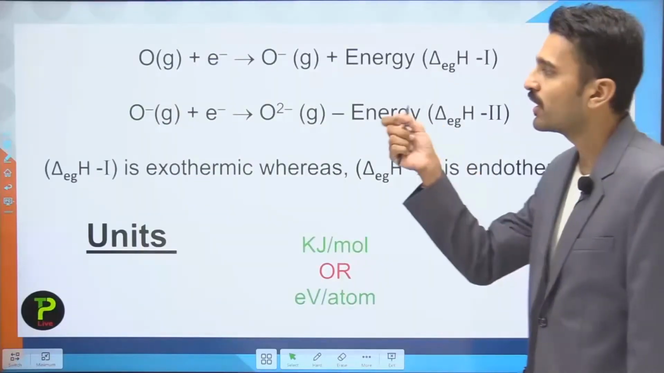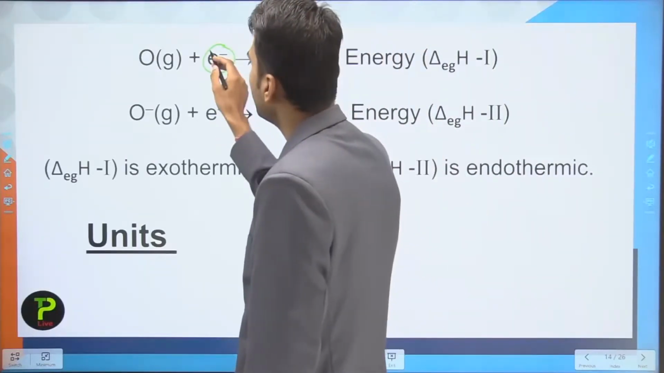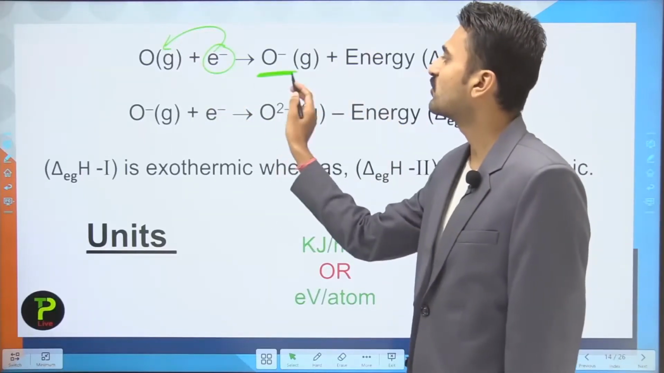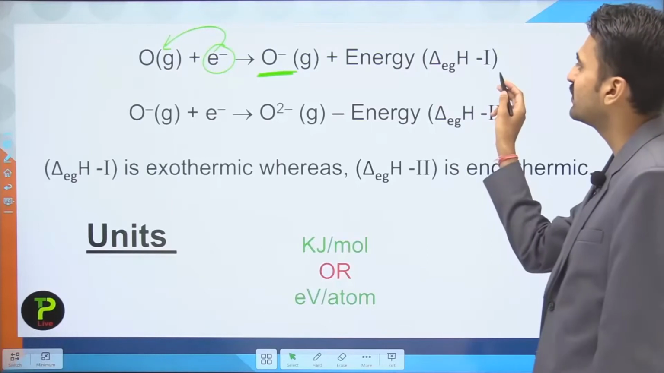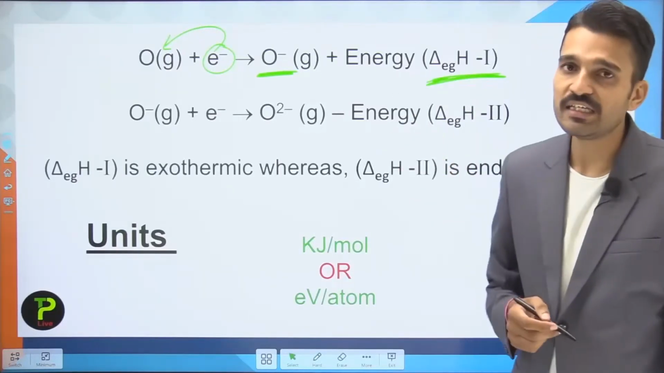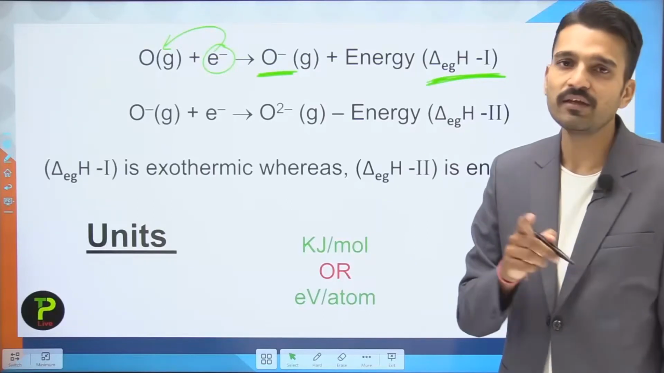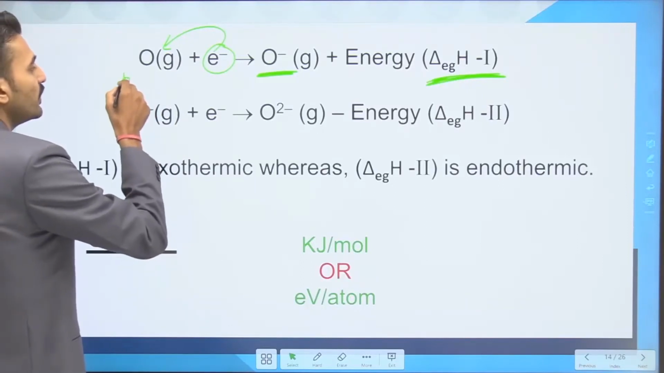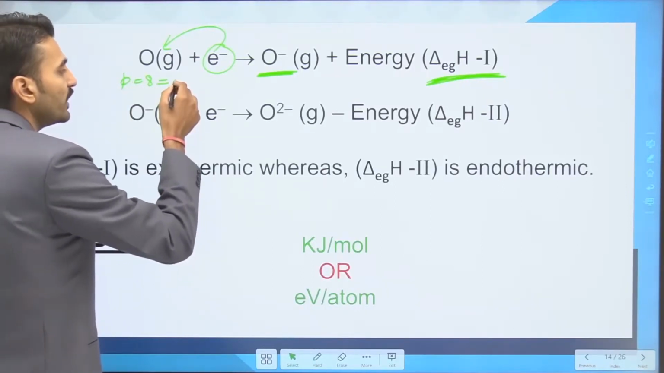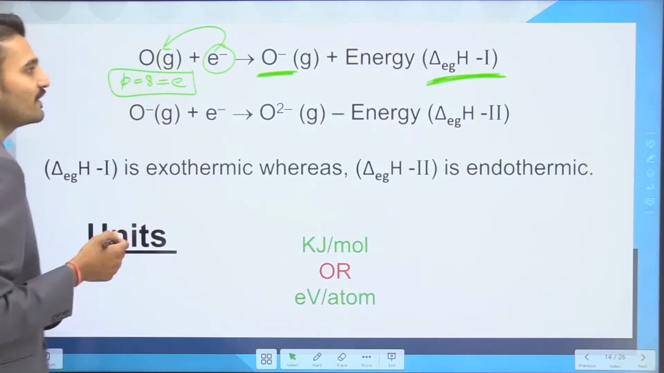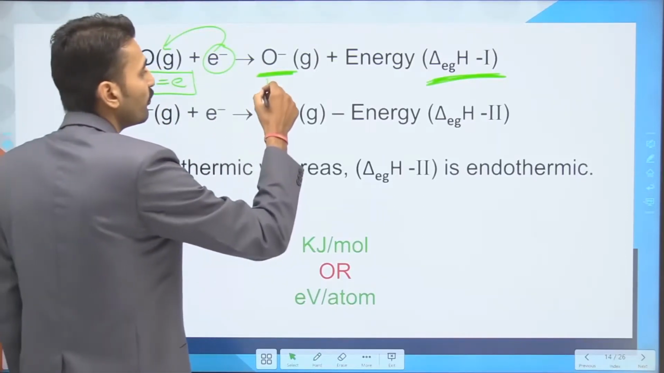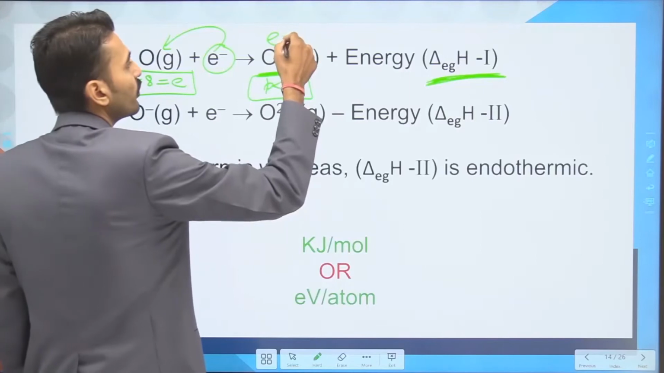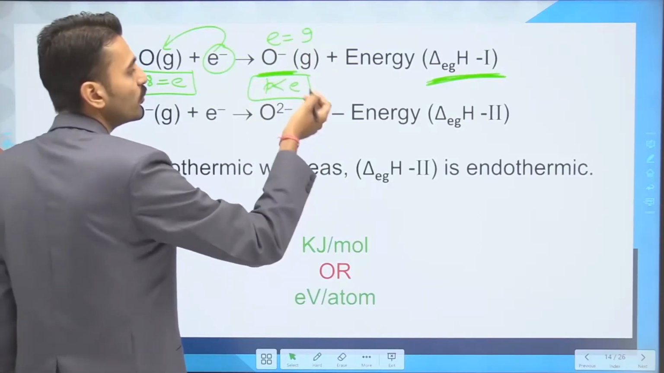Moving on to oxygen. When we add an electron to the oxygen atom in the gaseous state, it forms an oxide ion, and the amount of energy released is termed delta EGH1, or simply electron gain enthalpy first. Here the number of protons in this oxygen atom is 8, which is also equal to the number of electrons, so the atom is electrically neutral. In the anion, the number of protons is somewhat less than the number of electrons.